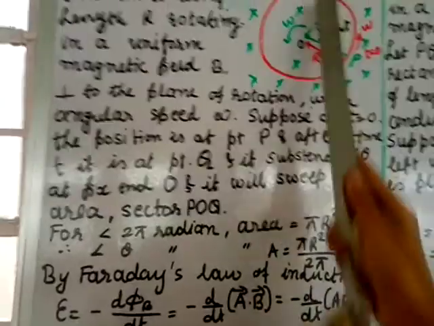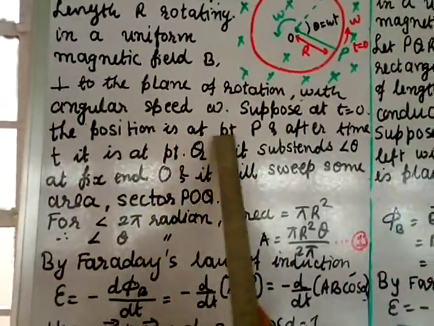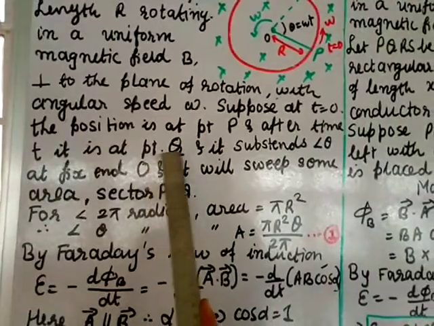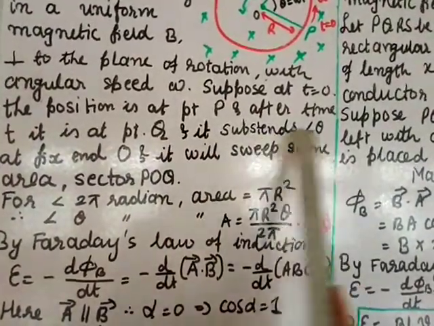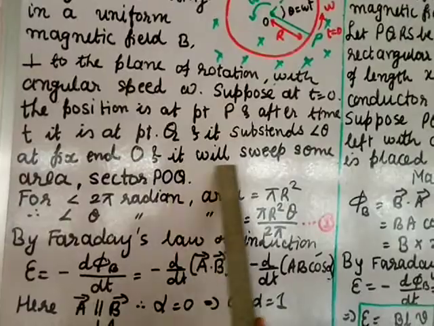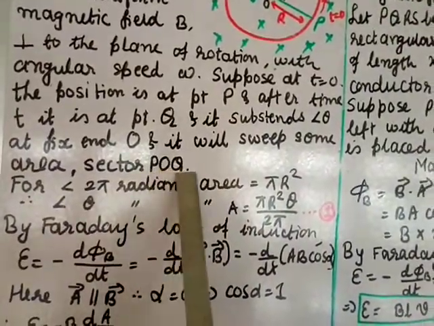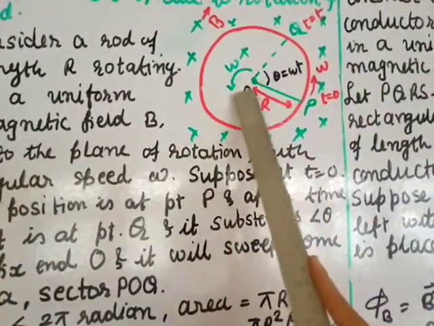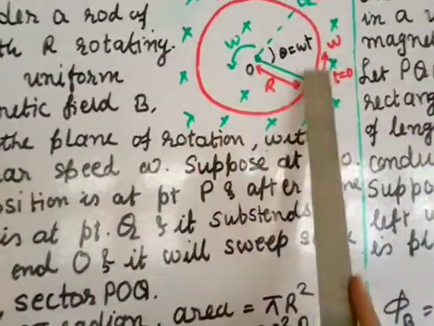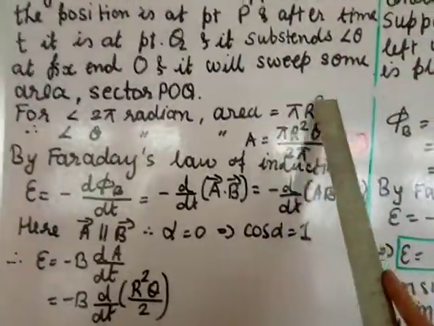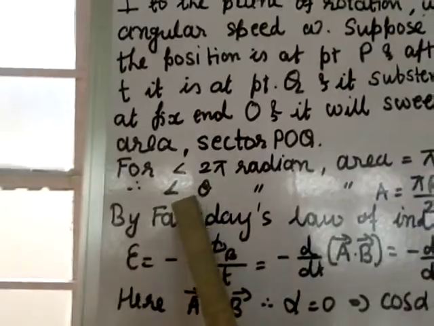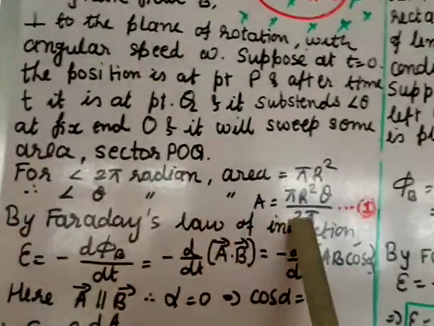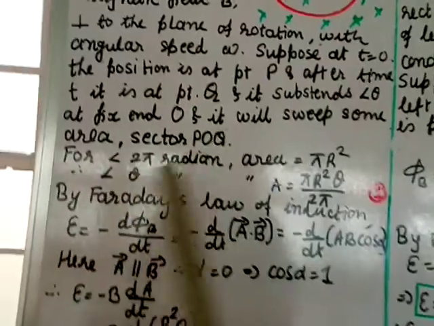Suppose at t equal to 0 the position is at P, and after time t it reaches Q and it sweeps subtended angle theta at fixed end O, and it will sweep some area, sector POQ. Now if it takes one full round, the angle will be 2 pi. The full area will be the area of a circle, that is pi r square. But I want it for theta. So for theta angle, the area is pi r square into theta divided by 2 pi. Call it number 1.